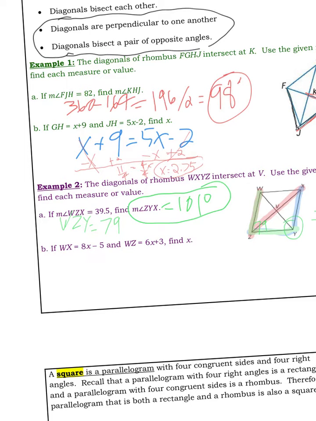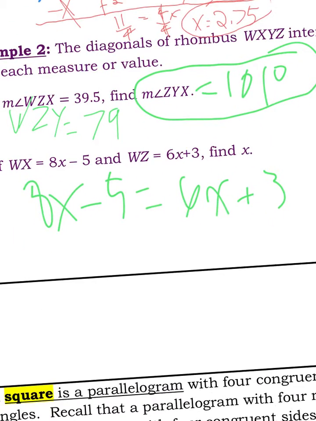If WX equals 8x minus 5 and WZ equals 6x plus 3, it doesn't matter if one's on the top and one's on the side, they're equal to each other. So 8x minus 5 equals 6x plus 3. So let's do this and let's combine the steps. This is minusing, so I'll add it over there. So I'll subtract this over here.